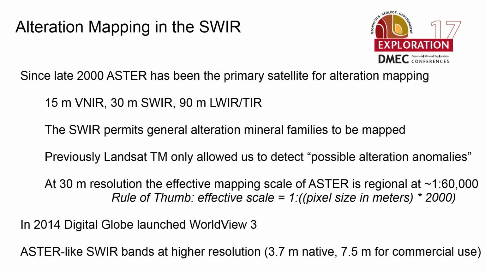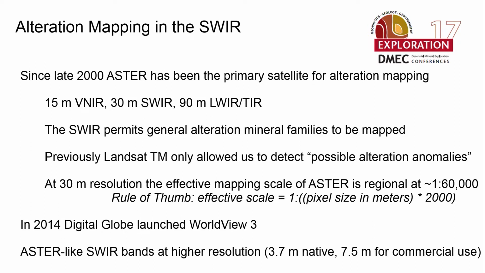SWIR is really critical. This is where we map all of our mushy white rocks where we don't know what the mineralogy is. We don't see crystal habit. Since 2000, ASTER has been our primary tool. It has these resolutions, as you can see, fairly coarse. But with ASTER-type satellite imagery, we can map general mineral families. It's no longer just an alteration anomaly. Previously, TM only allowed us to say it's a possible alteration anomaly.